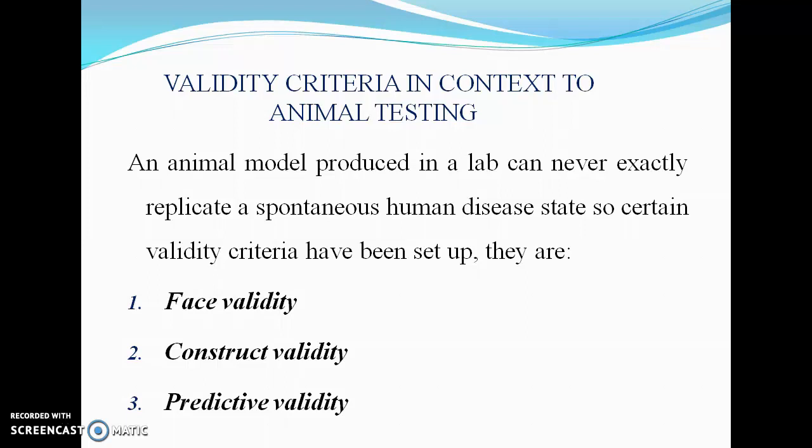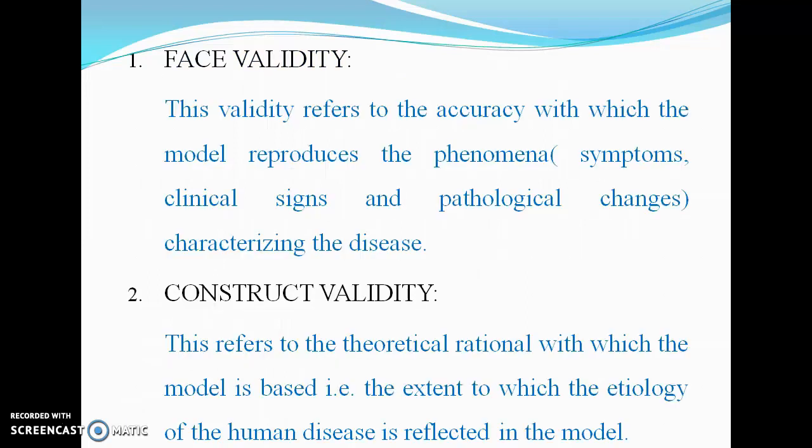Let us try to understand what face validity is. Face validity refers to the accuracy with which the model reproduces the phenomenon. While using the animal model, the symptoms they show are called the face validity. If the symptoms resemble the pathological changes or characteristics of a disease, then we can use such models, as the face validity has passed.